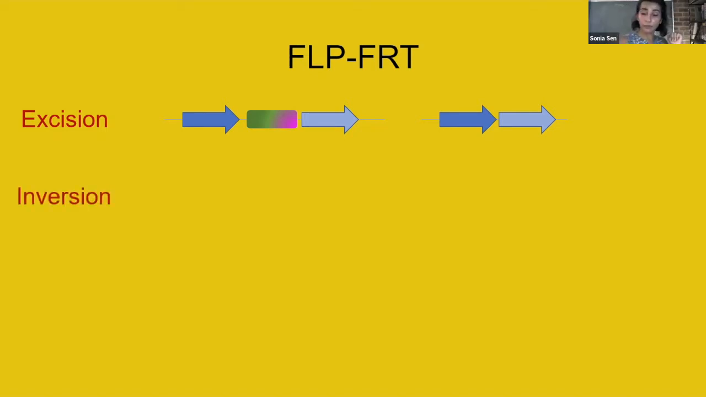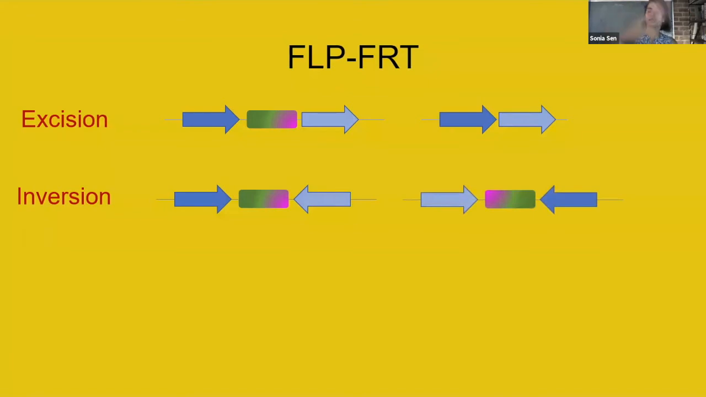But an inversion can occur, and this occurs when the 2 FRT sites are in opposite orientation to each other. This results in a loop that allows that DNA sequence to flip over. I've indicated that as the magenta and the green having flipped over. So excision in tandem, inversion when facing each other.